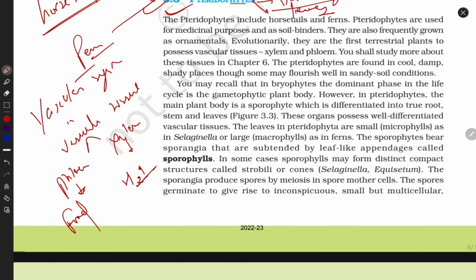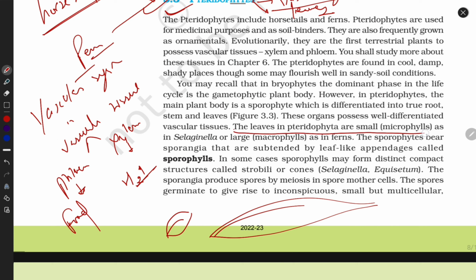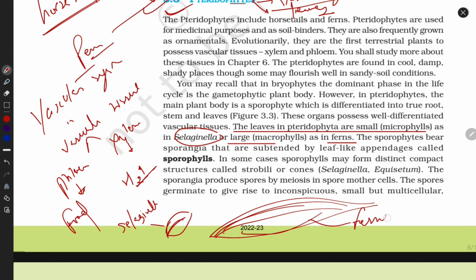Now they have two kinds of leaves. They have small leaves and they have long leaves. The leaves in some pteridophytes are small, an example is Selaginella. Guys, this is the most important thing, don't forget their examples. Some pteridophytes have large leaves, an example is fern. So a small leaf is like Selaginella, and a long leaf, the example is none other than ferns. This is very commonly found.